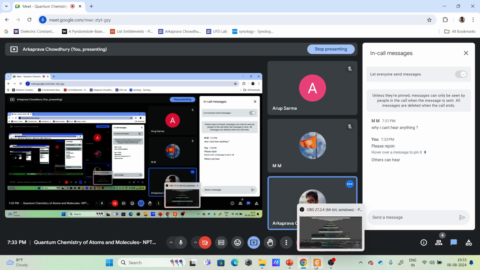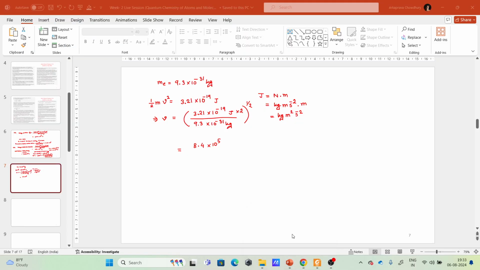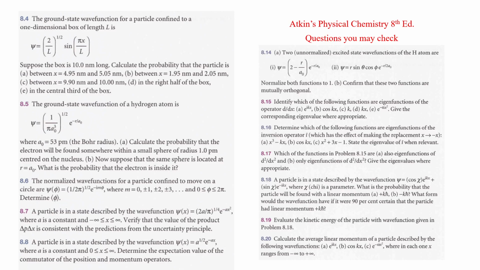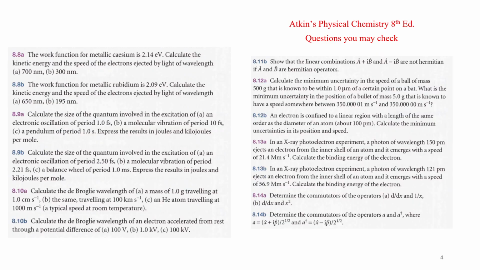Okay, so we'll get back to our YouTube business. So 8.10, and obviously the unit is now meter square second minus 1, and half of that kg is gone. So it is meter per second, the unit of velocity. So this is going to be the velocity, right? Similarly, one can do it, so as you can see, for 700 nanometer no electrons will be ejected, for 300 nanometer the electron will be ejected.